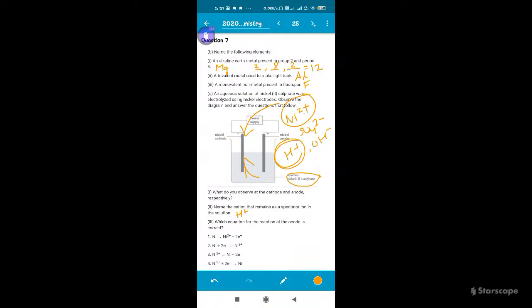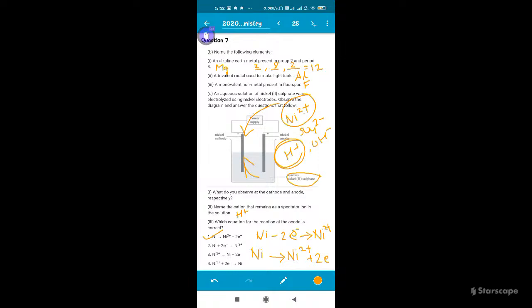Okay. Now your last question is which equation for the reaction at the anode is correct? So at the anode, which reaction actually occurs out of the four options given here? At the anode, we know the anode will lose electrons. So Ni minus 2 electrons, it will produce Ni2+. But over here, as you see, there is no negative sign on the left hand side. So I have to take these electrons to the right hand side. So I will have nickel ion plus 2 electrons. So which one is the answer here? This is the answer, isn't it? So option number 1 is the correct answer.